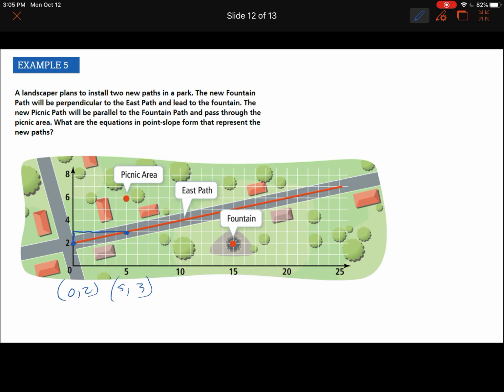So we want to do the slope, which is rise over run. It looks like it goes up 1, and it goes over 1, 2, 3, 4, 5. So our original slope of the east path is 1/5. So we know that my parallel line will be 1/5. And my perpendicular line is going to be negative 5 over 1, or just negative 5.